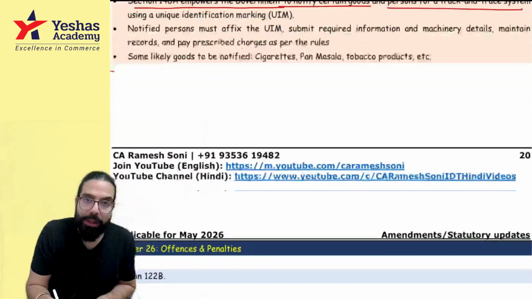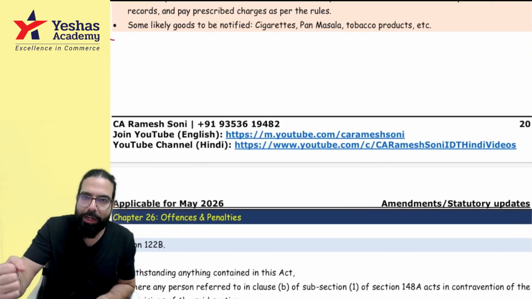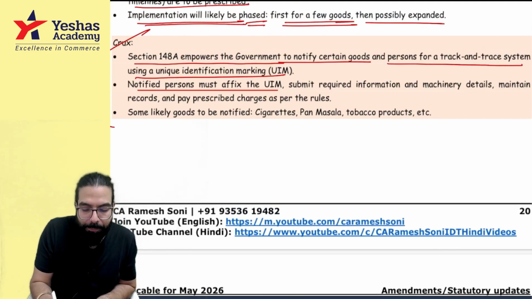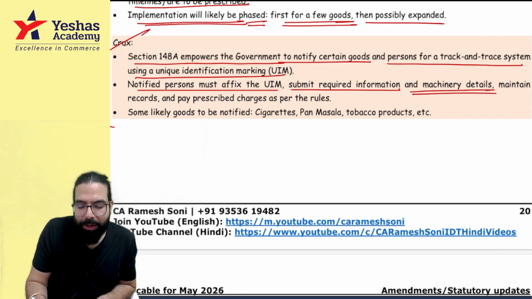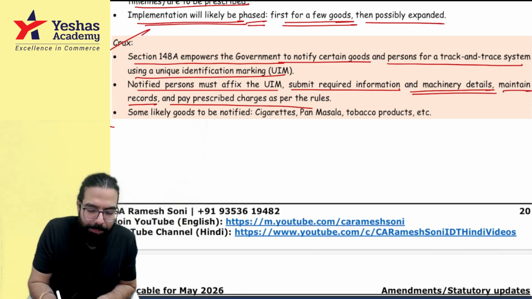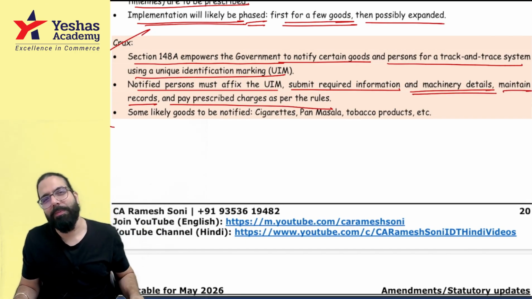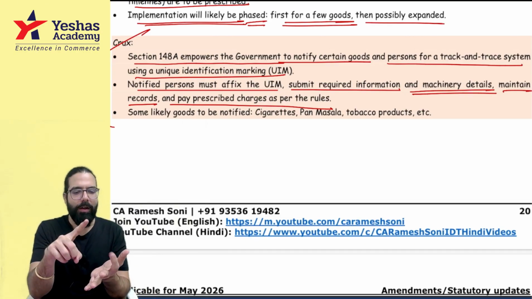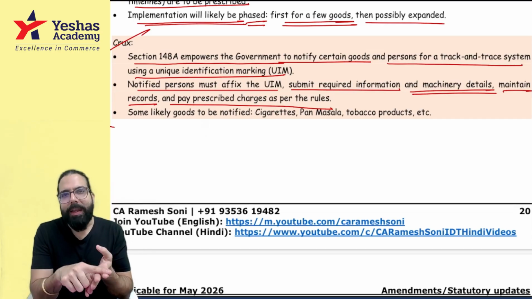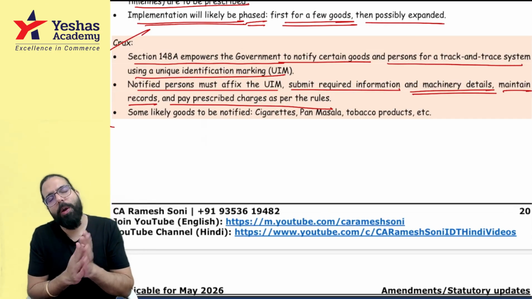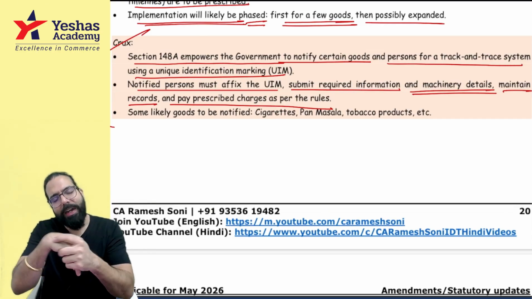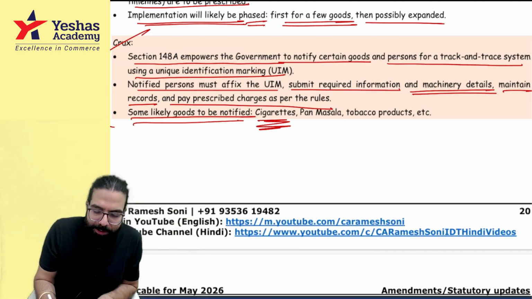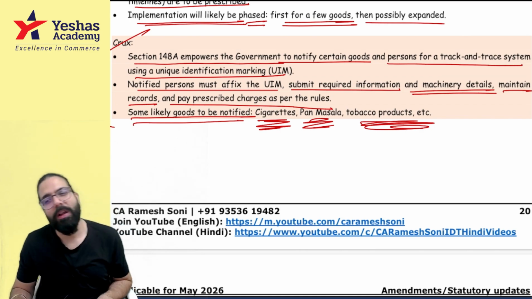Who has to follow the track and trace mechanism? Nothing, you'll have to put the unique identification mark, UIM, and submit required information, machine details, maintain records, and pay the fees as prescribed in the rules. Nothing Baba as of now. Which goods, what marking, what will be the fees, what the marking will look like, everything is yet to be prescribed, but the government is telling us, we will tell you, you have to affix a unique identification mark so that tax evasion can be controlled. Some likely goods are cigarettes, pan masala, tobacco products, etc. These are the likely goods.